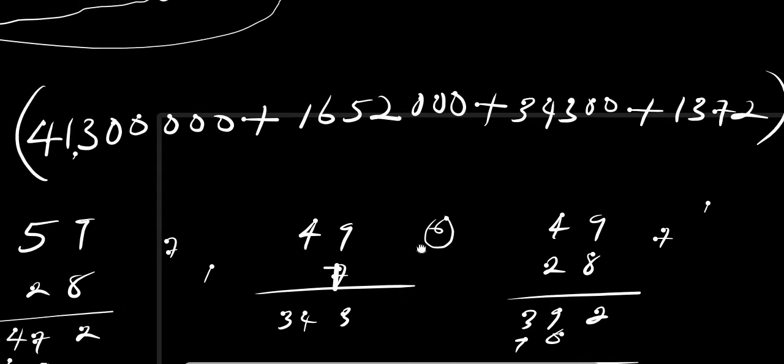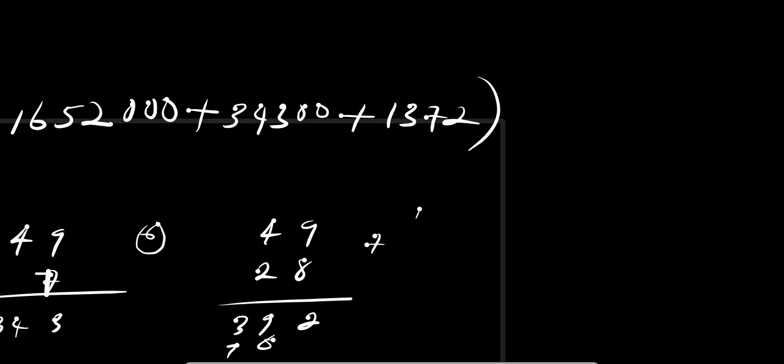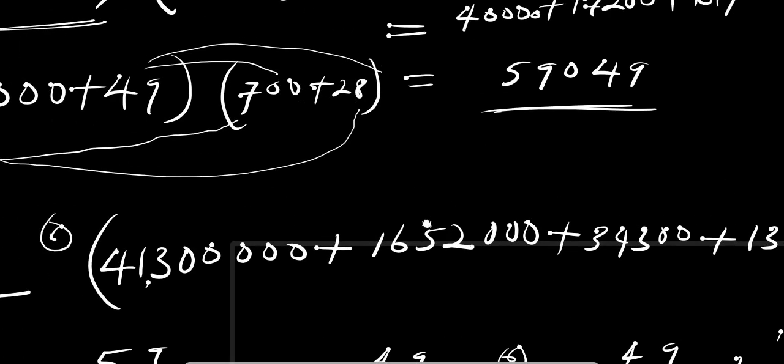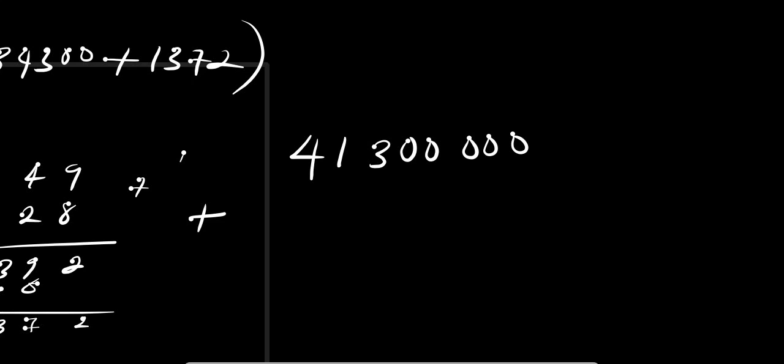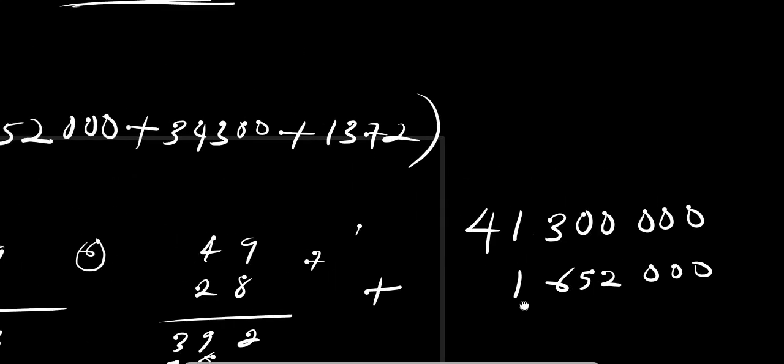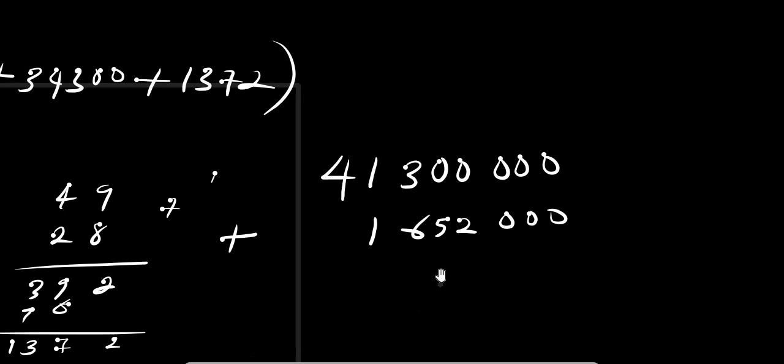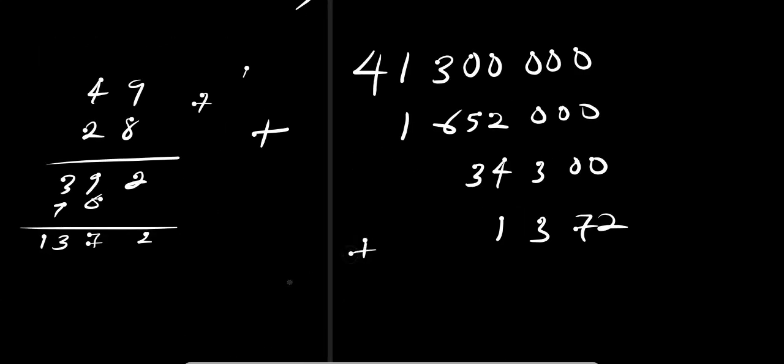So we have 41,300,000. So let me use this. 41,300,000 plus the next number is what? 1652. So we have 1,652,000. The third one is 34300. Then finally, we have 1372. So these are what we are going to sum.